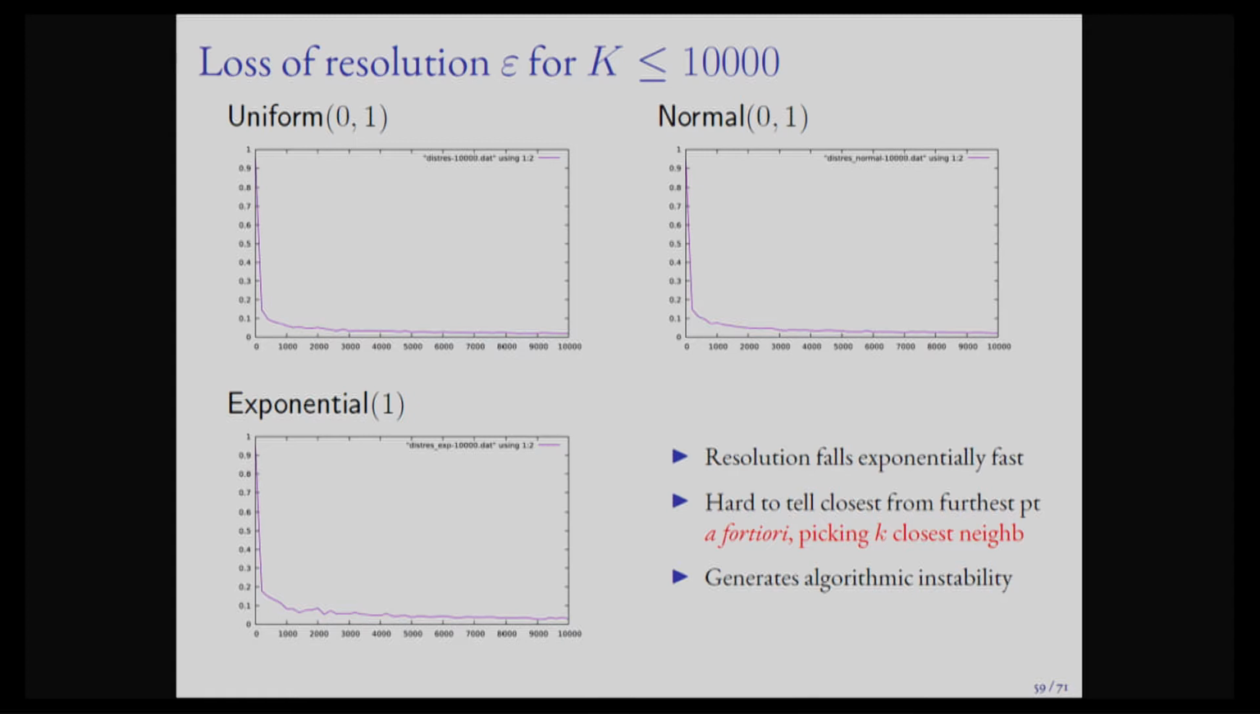So this is the loss of resolution, okay? This is epsilon. It goes from 0 to 1. So when it's 1, it means that the maximum distance is within a 2-factor of the minimum distance, okay? So it's only double the minimum distance. When it's 0.1, it's like d max is less than or equal to 1.1 d min, okay? We're not talking about the closest and the second closest here. We're talking about the closest and the furthest.